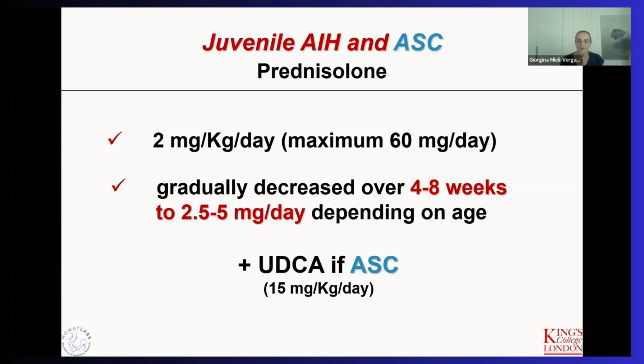If the child has also autoimmune sclerosing cholangitis, then we also add ursodeoxycholic acid at a maximum dose of 15 milligrams per kilogram per day. Though I have to say that nobody has really shown that ursodeoxycholic acid really makes a difference in these children. There is no controlled study showing that.